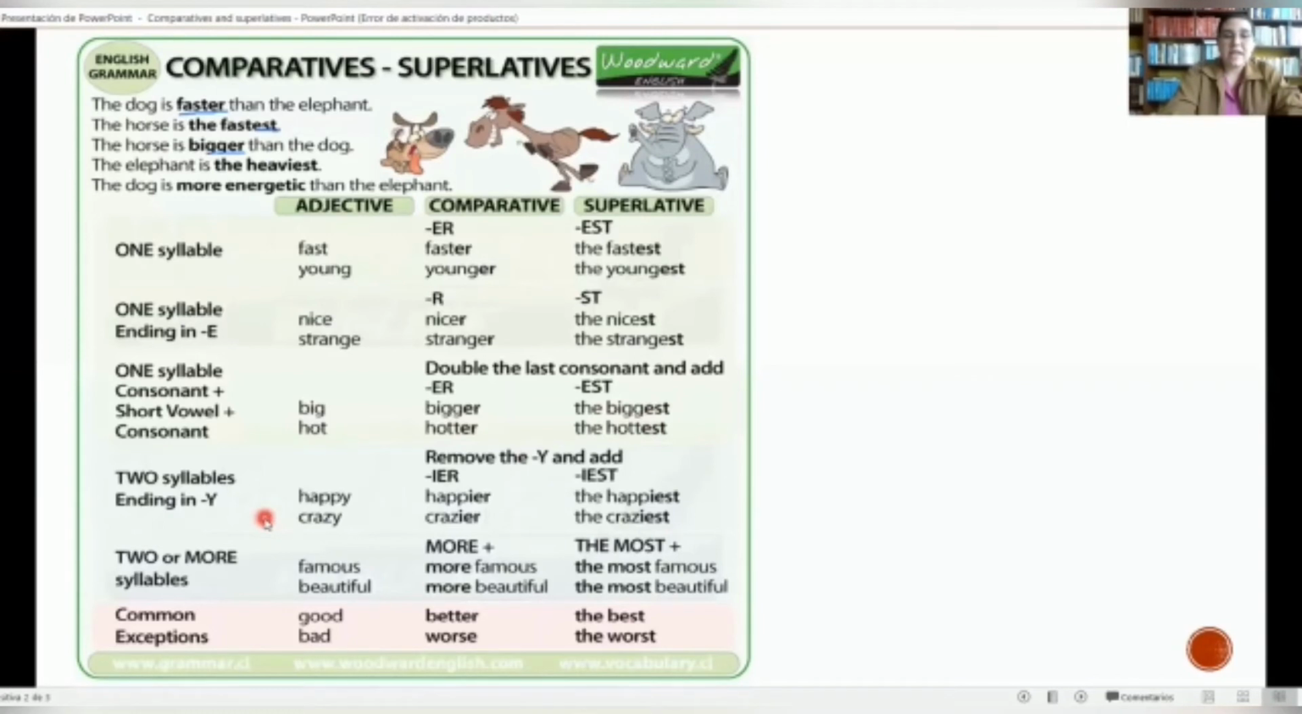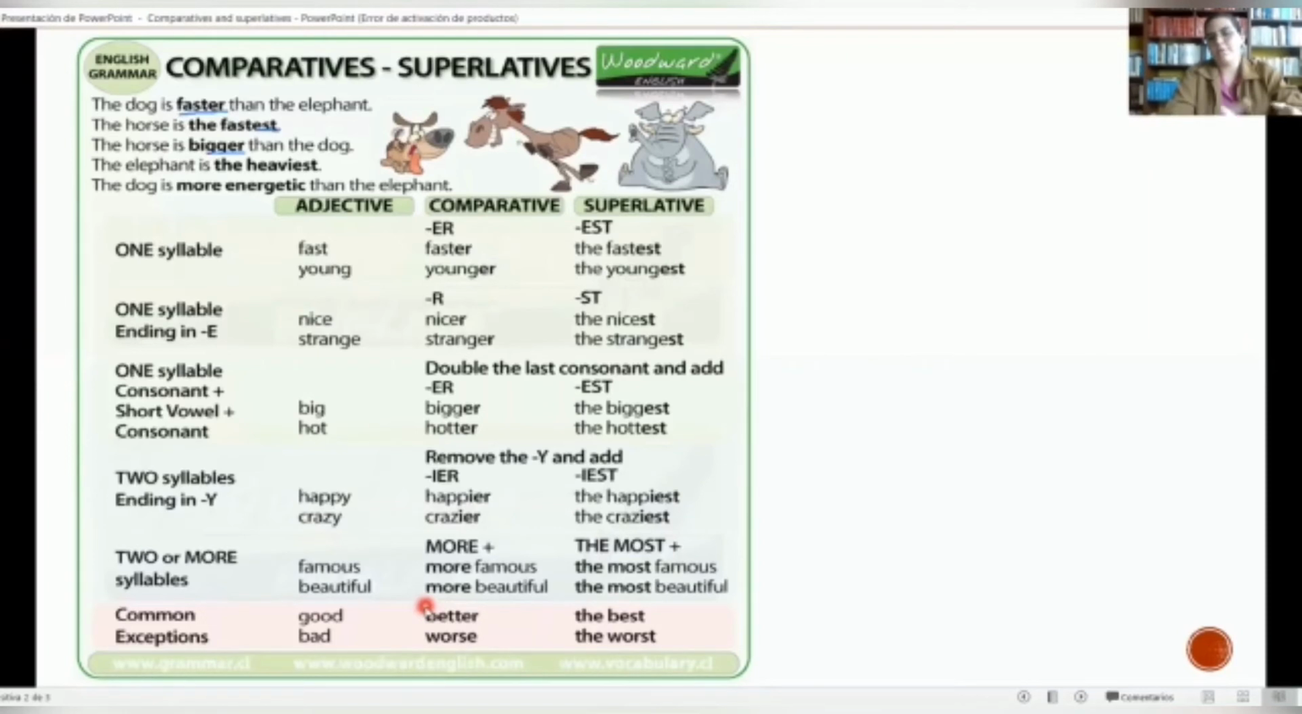Two syllables ending in Y, like happy or crazy. You can say happier: you change the Y and put an I and put ER. In this case, you do the same. Change the Y, put an I, and then ER. And that's it.